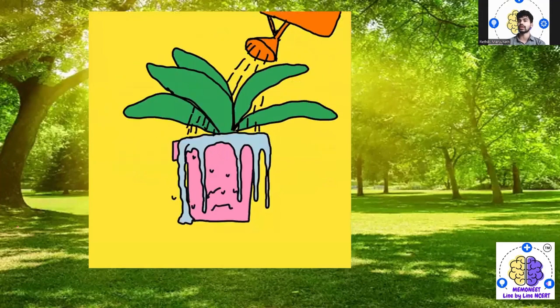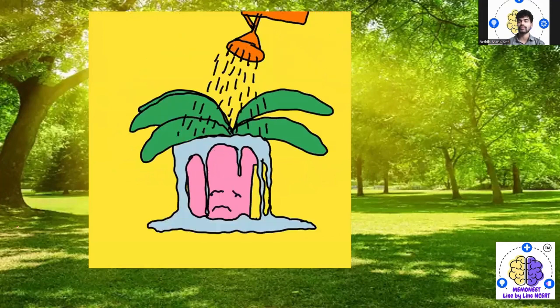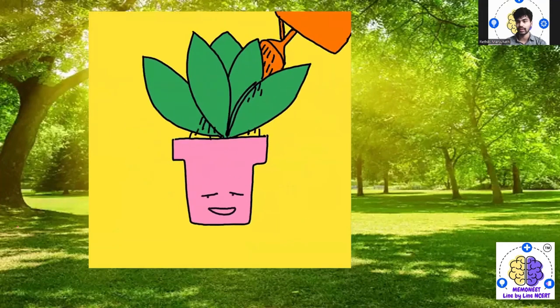And this was all about the C4 pathway as well as the factors which are going to affect the photosynthesis.